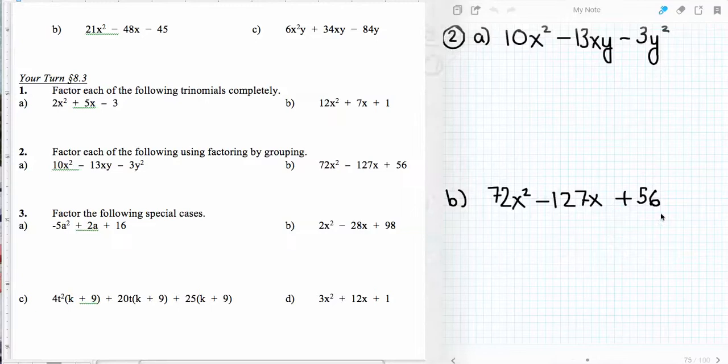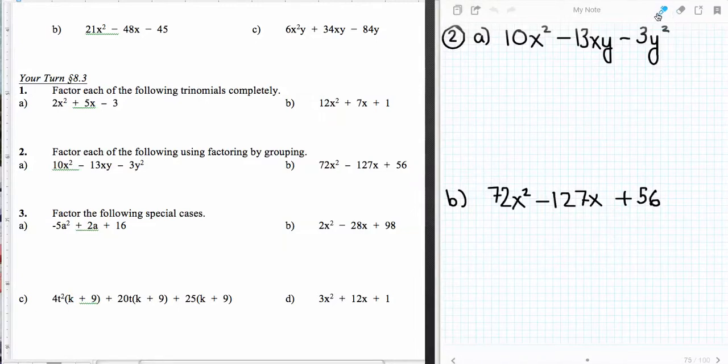Now moving on to part C. This one's a little bit more challenging because I do have 10, which factors as either 1 and a 10, or as a 2 and a 5. And then 3 is prime, thank goodness, because that makes my life easier. Now if we do the factoring by grouping strategy, right, 10 times 3, my first and my last multiplied, that's going to give me 30.